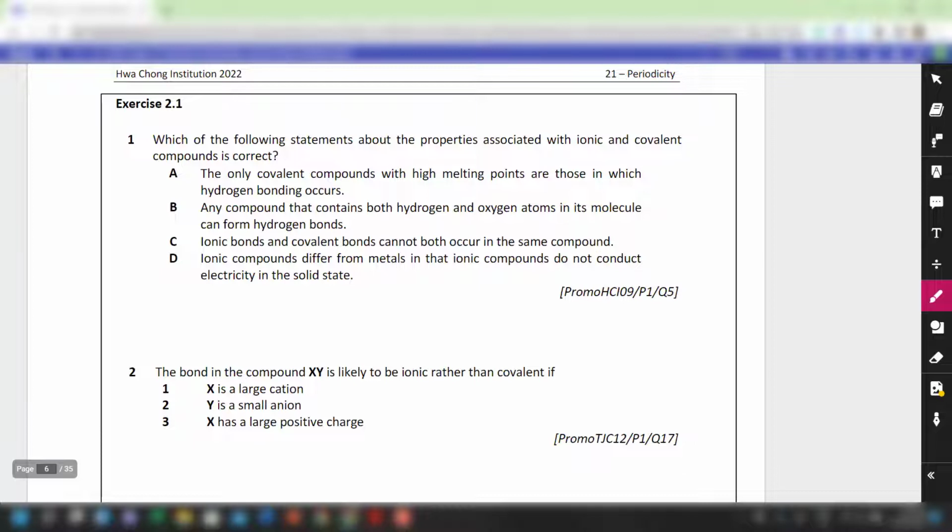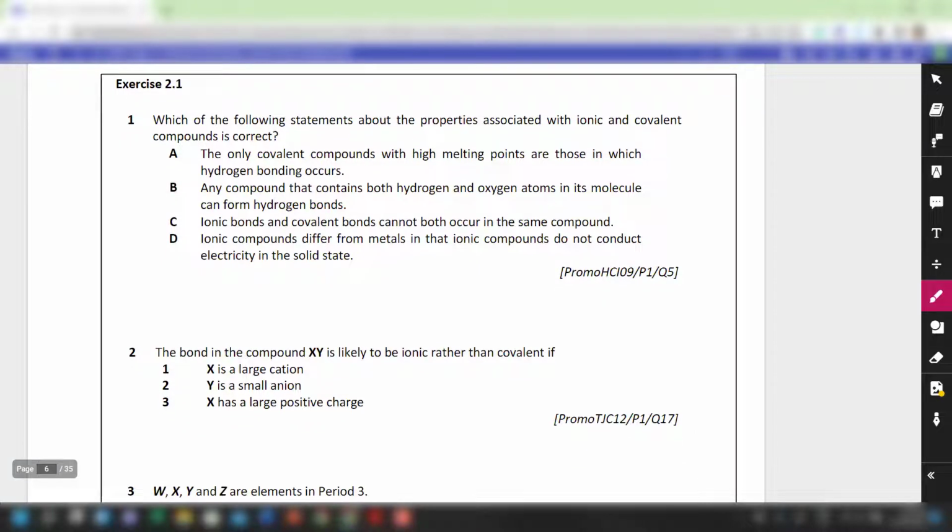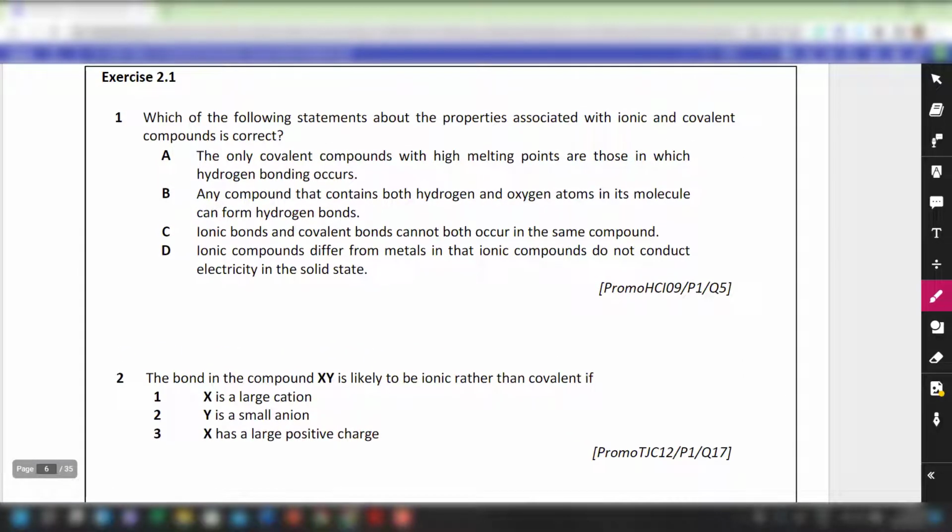2.1. Which of the following statements about the properties associated with ionic and covalent compounds is correct? So we'll look at the statements one by one. Option A: the only covalent compounds with high melting points are those in which hydrogen bonding occurs. This is definitely rubbish. You can easily think of a counter example, such as a giant covalent compound, for example silicon dioxide. There are many examples.